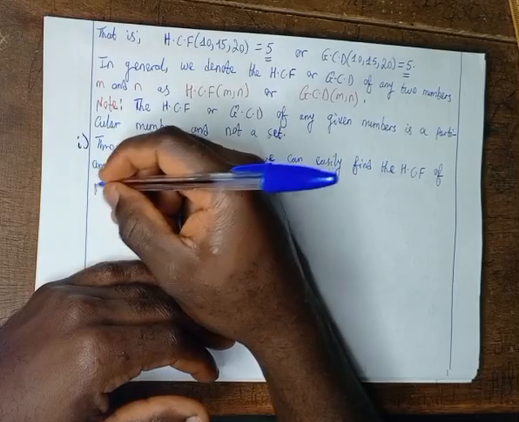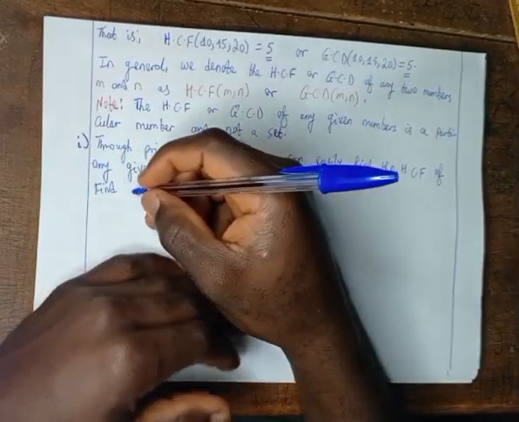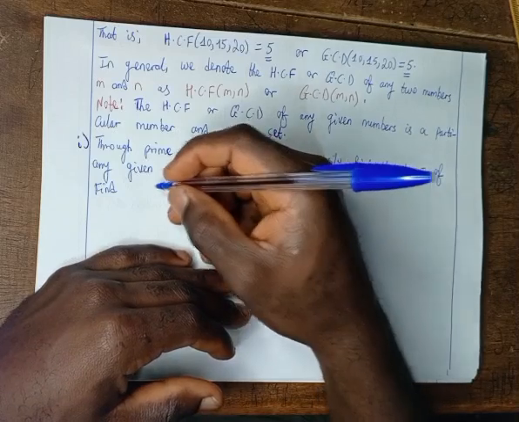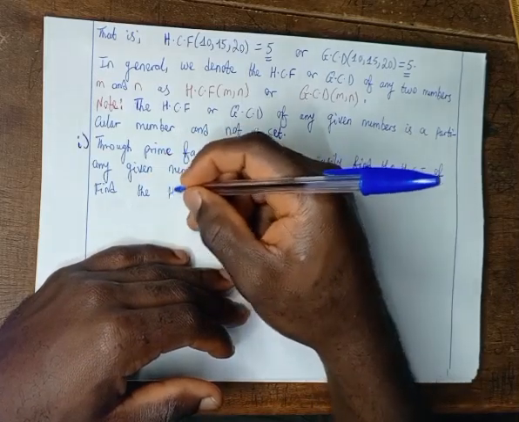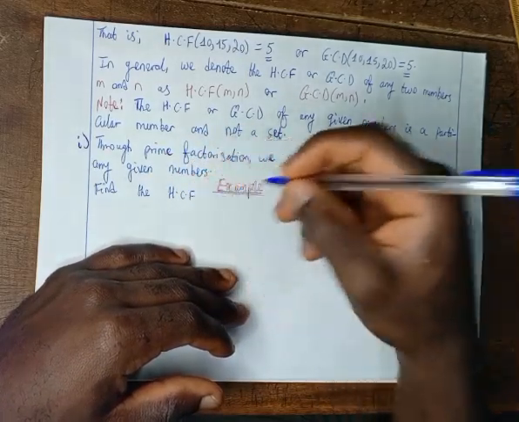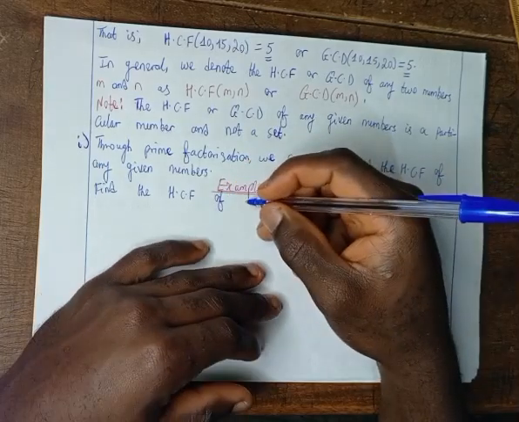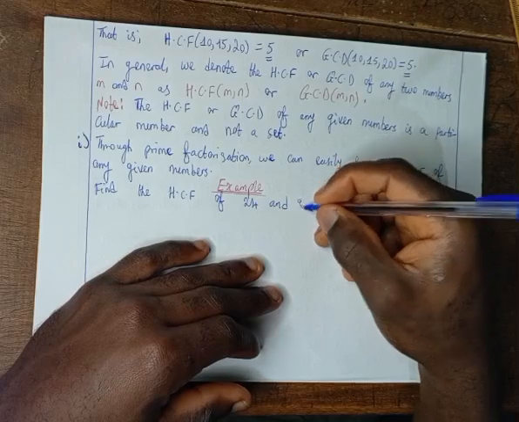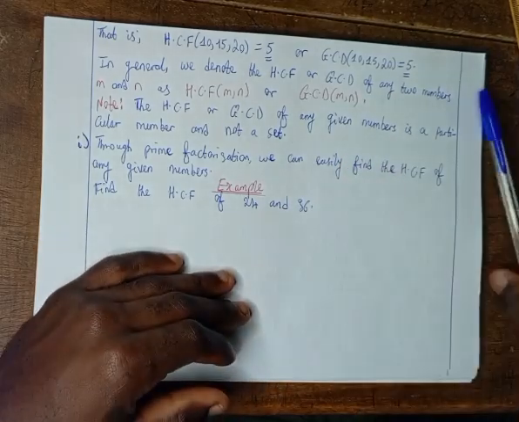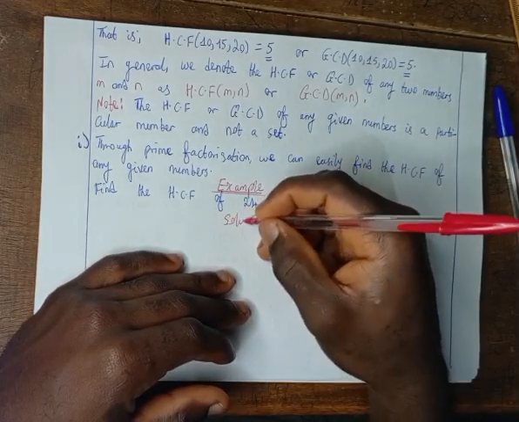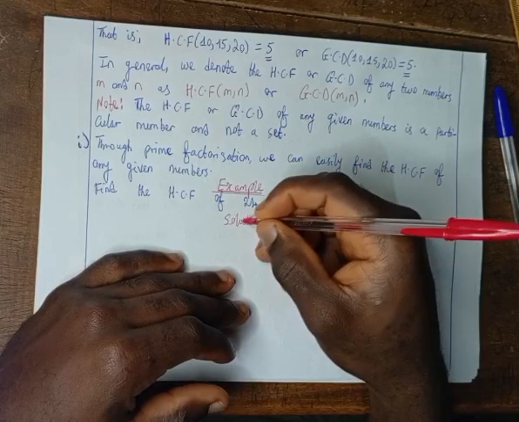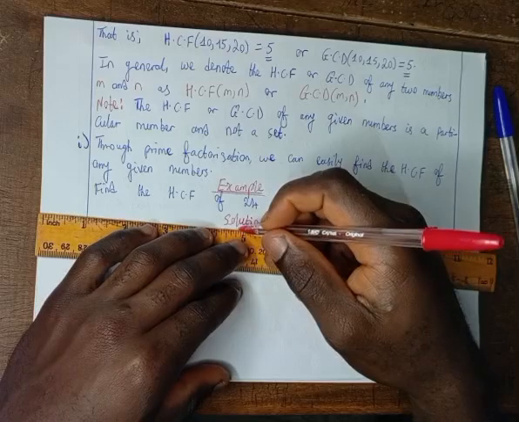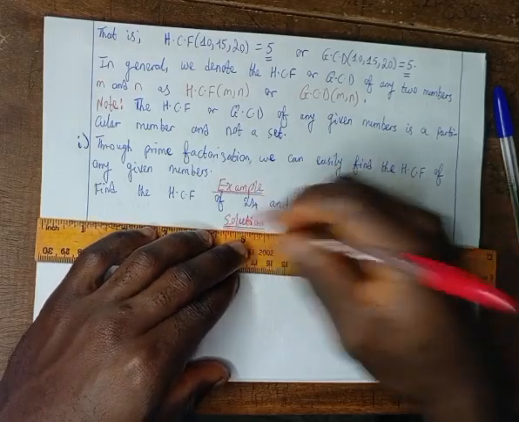Find the HCF. Find the HCF of 24 and 96. Take down solution. We're going to see how we can apply the method of prime factorization to calculate the highest common factor of the numbers 24 and 96.